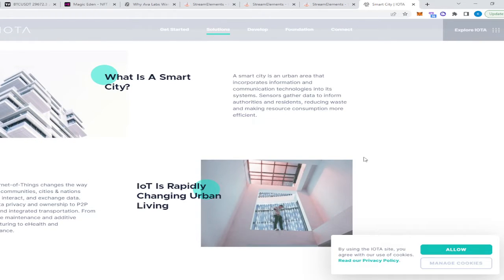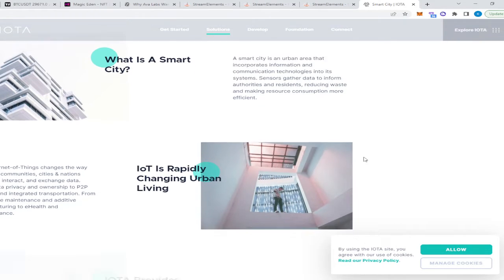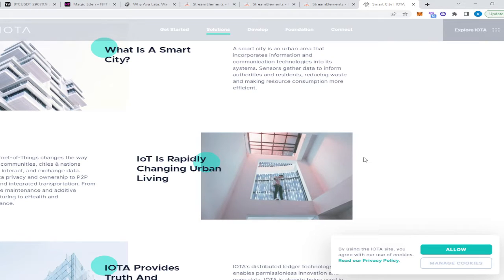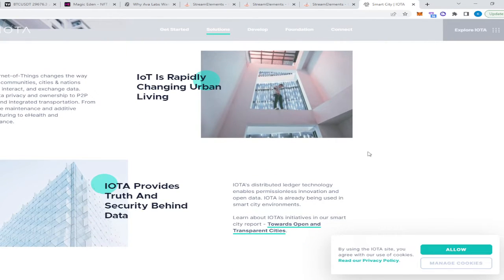The Internet of Things changes the way citizens, communities, cities and nations connect, interact, and exchange data. From data privacy and ownership to P2P energy and integrated transportation, from predictive maintenance and additive manufacturing to e-health and e-governance, IOTA's distributed ledger technology enables permissionless innovation and open data. IOTA is already being used in smart city environments.